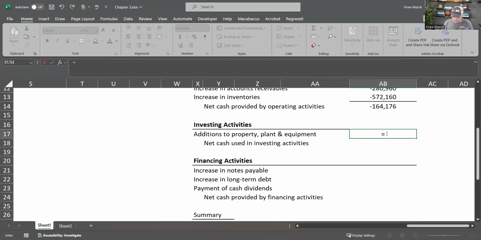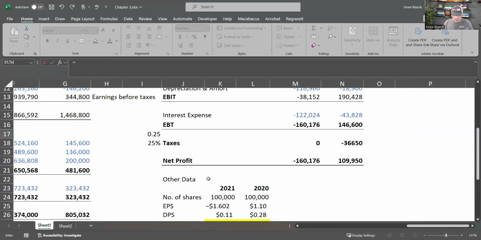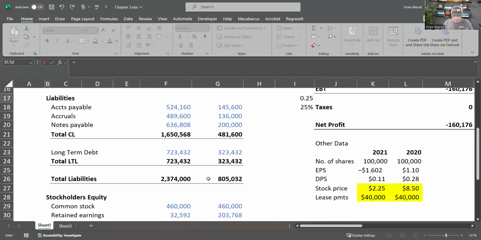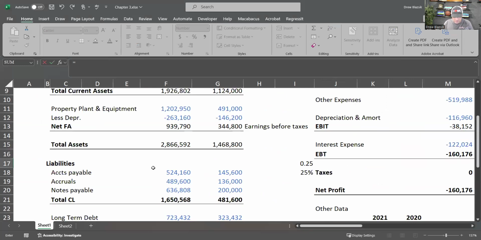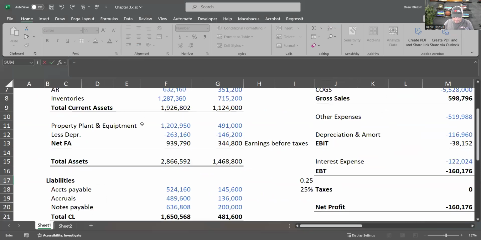So how we're going to find out is I'm going to say equals. Where's that found at? That's found on the liability. I'm sorry, the equity. I'm sorry, the long-term assets. My mind's not working right. Okay, so we got property, plant, and equipment right here, right? We went from 491 to 1.202 million. That means we increased it.